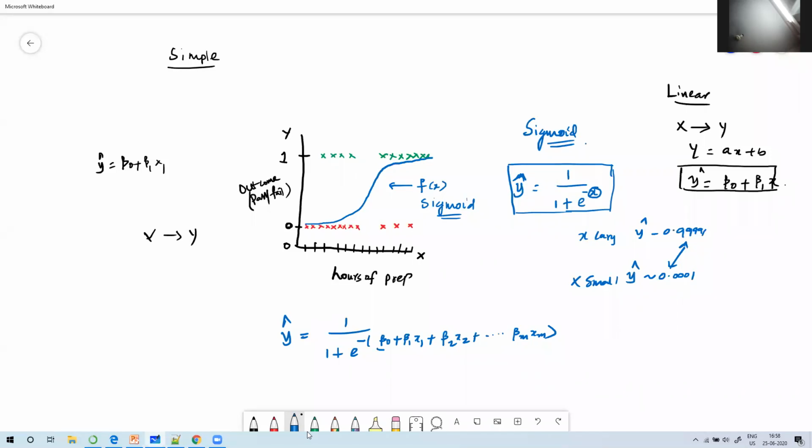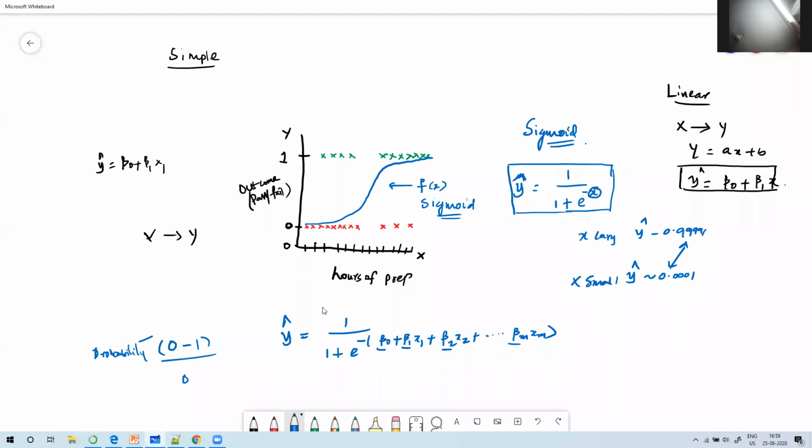And what do we want to find out? We want to find out the values of beta naught, beta 1, beta 2, all the way up to beta m. So if we could find the values that satisfy this data, then we can use the values of beta naught, beta 1 and the input variables x1, x2 to predict the value of y. Our prediction of y in this case is always going to be between 0 and 1. So let's call this a probability.